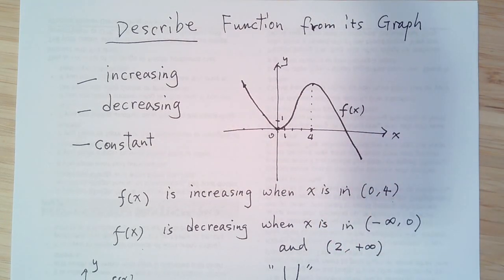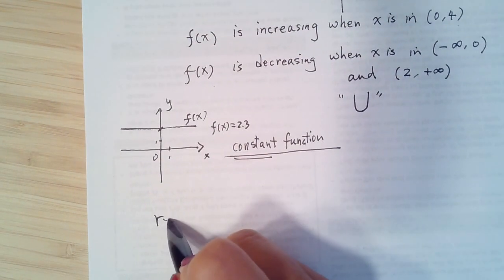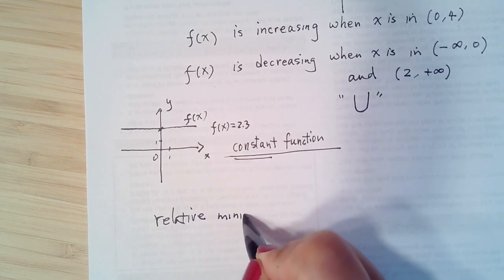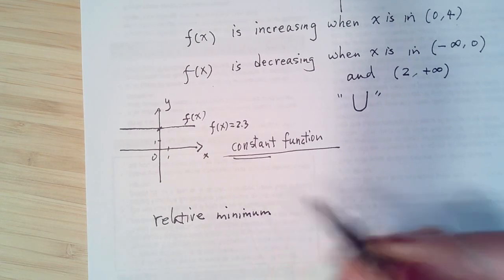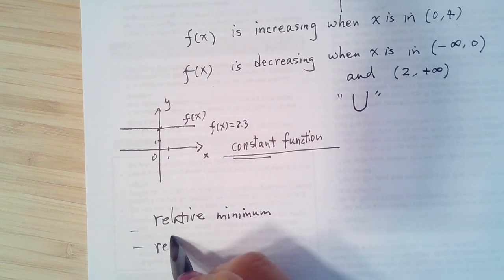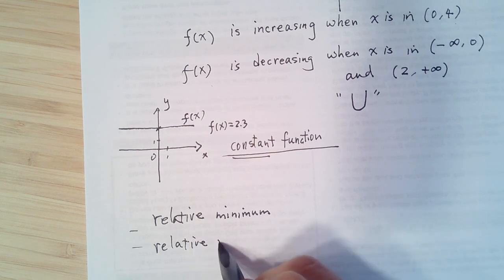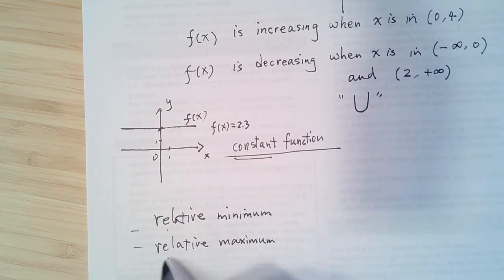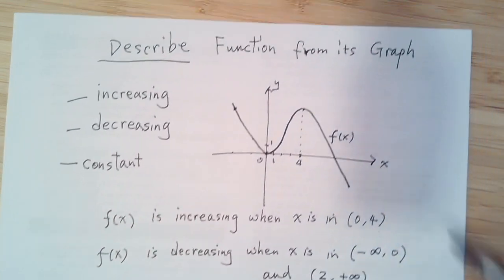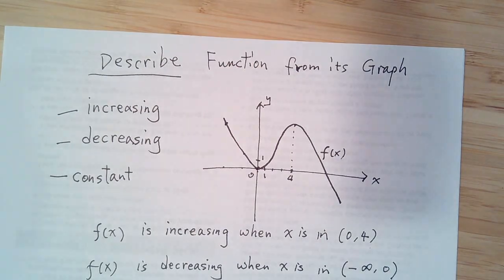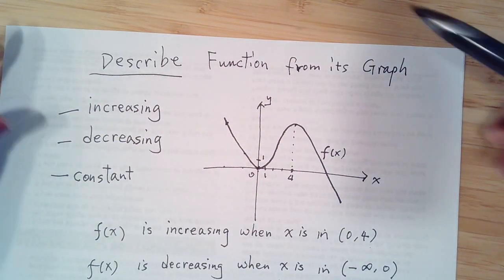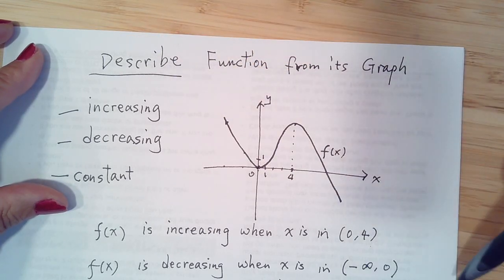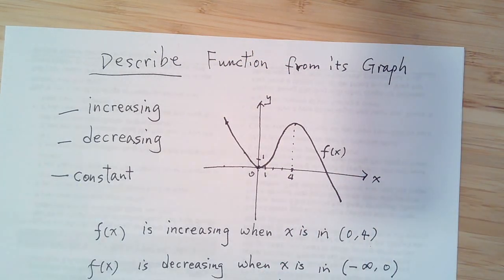All right, now one more thing after we know increasing, decreasing, and constant, we are going to learn something called relative minimum or relative maximum. This is the important word, relative, because this function doesn't really have an overall minimum or maximum for the whole function, because I don't really see what's going on this side and what is going on the other side.